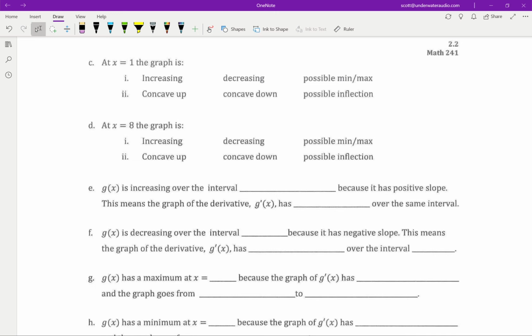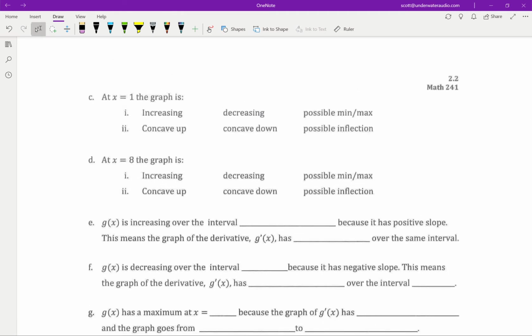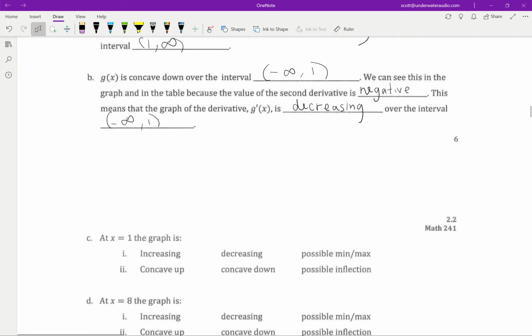Okay, so for this next part, I'm only going to do a couple of these and let you do the rest. So for part C, and this is part C from the last problem, it says at x equals 1, the graph is, and I'm supposed to see if it's increasing or decreasing, if there's a possible min and max, and then concave up, concave down, whether it's an inflection. So x equals 1.